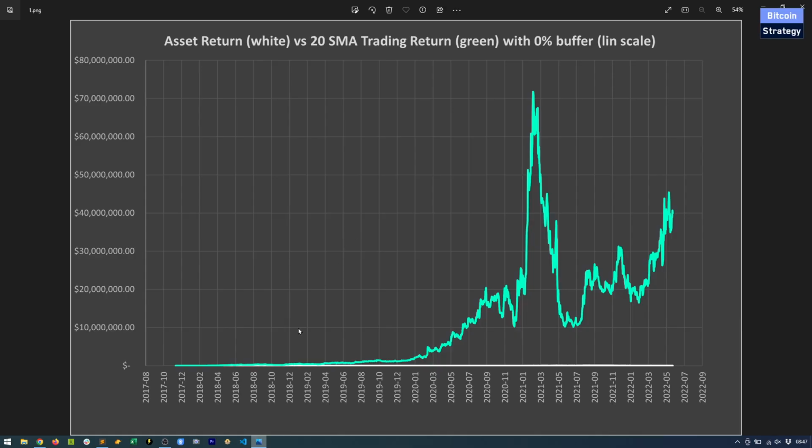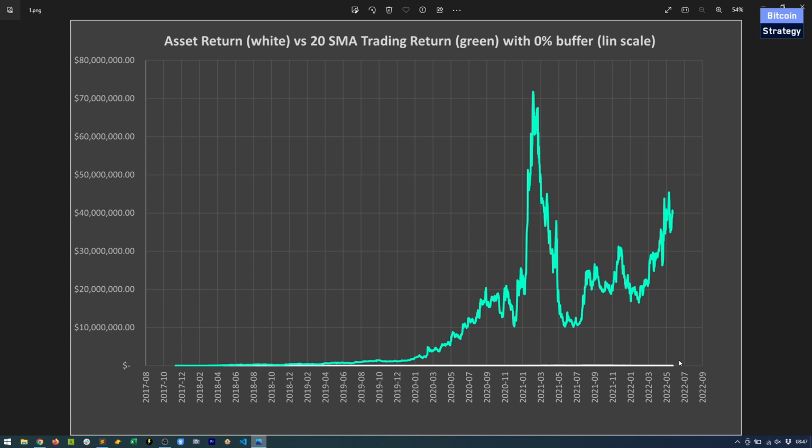So look at this. This is the outperformance using the 20-day simple moving average. In white, we can see the Cardano price. It's basically a horizontal line because even after trading fees, the outperformance here is massive. This is the result if you trade it according to that 20-day simple moving average.